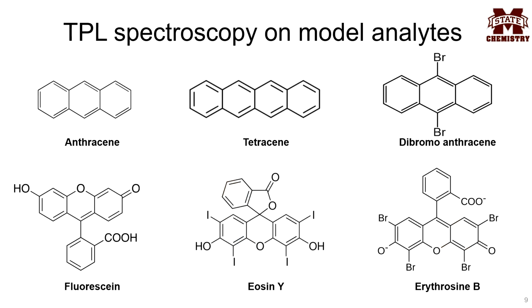Our group used 6 model fluorophores to study the wavelength dependence of temperature effects on fluorophore optical properties. They include 3 polyaromatic hydrocarbons, anthracene, tetracene, and dibromoanthracene, and 3 xanthene fluorophores, fluorescein, eosin Y, and erythrosine B.